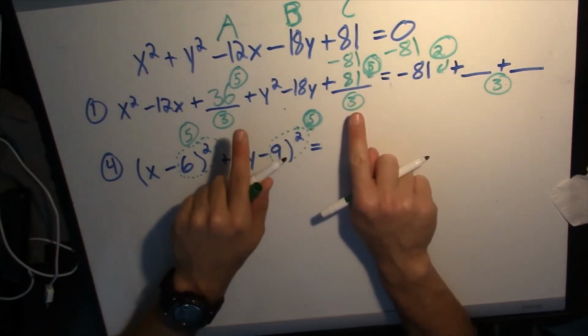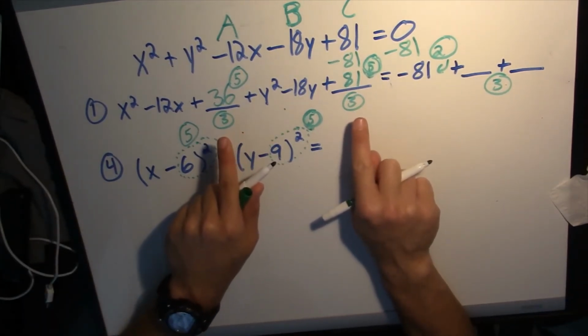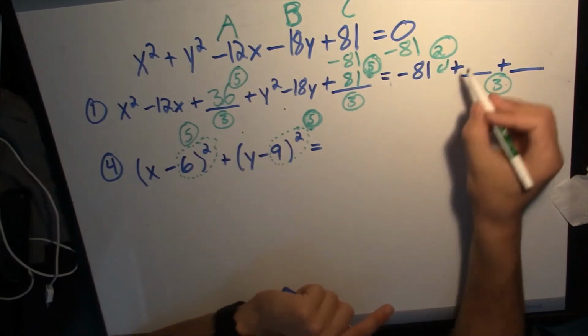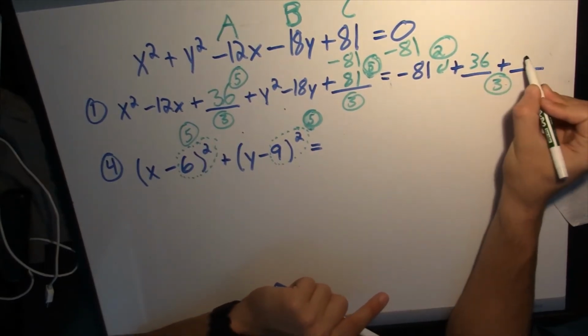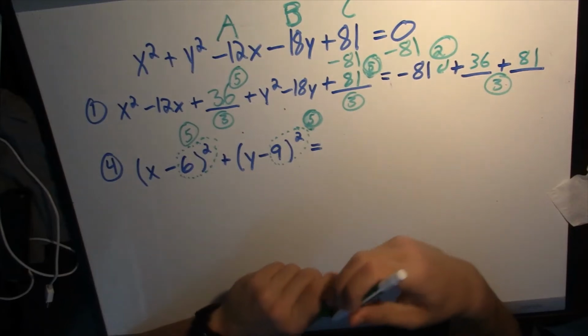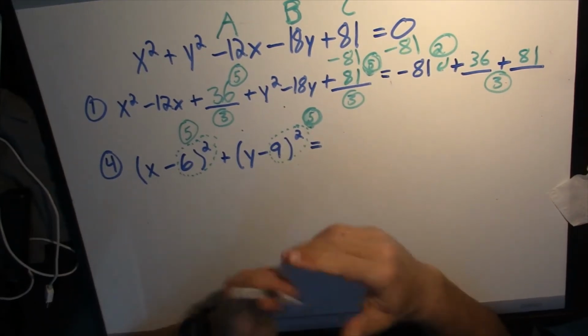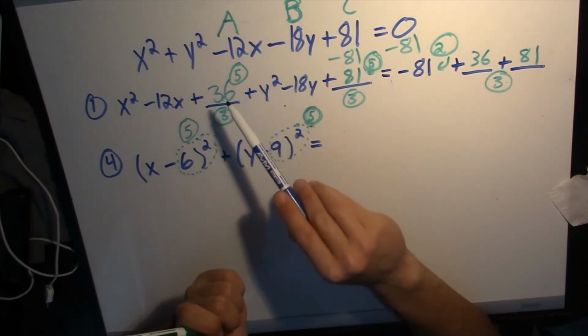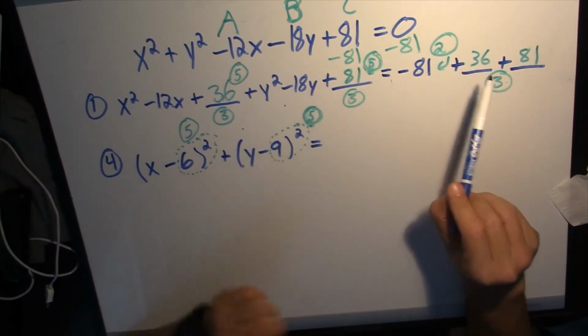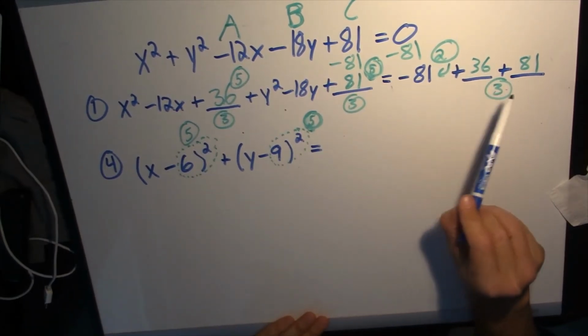Now, what I do to one side, I added 36, I added 81, I have to do to both sides. So in these blanks here, I'm adding 36 and adding 81. So whatever numbers you put in these blanks here, 36 and 81, those go into these blanks over here as well. 36 and 81.